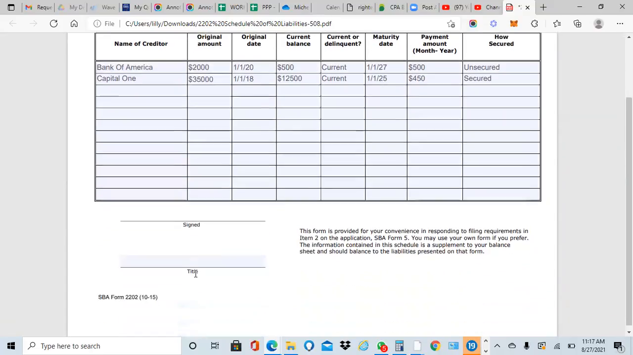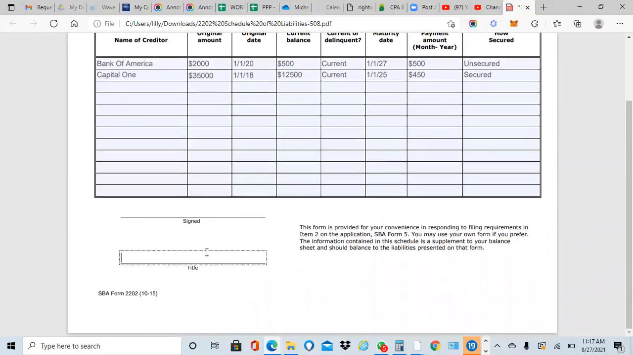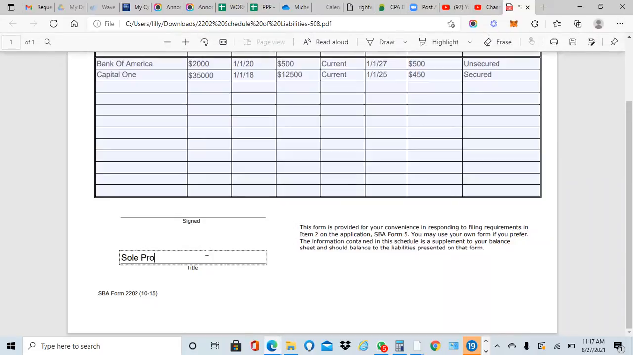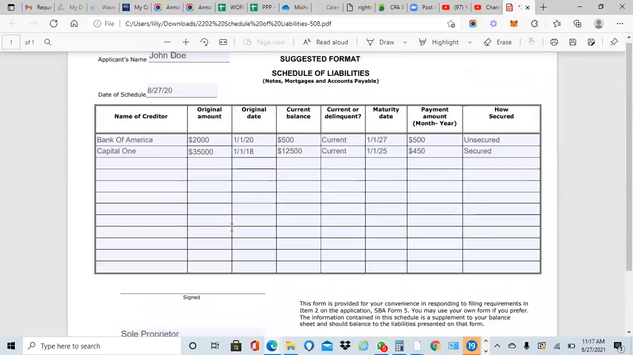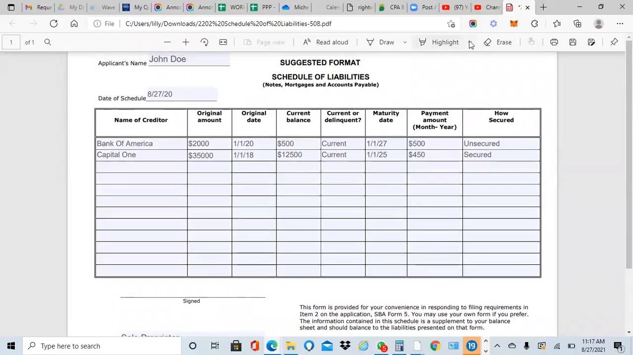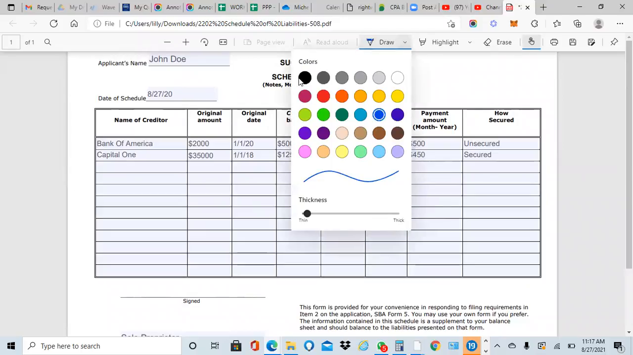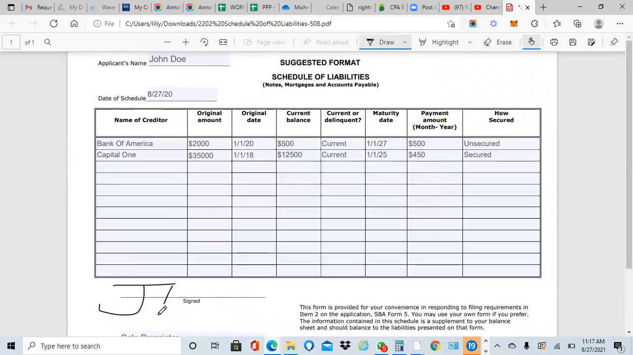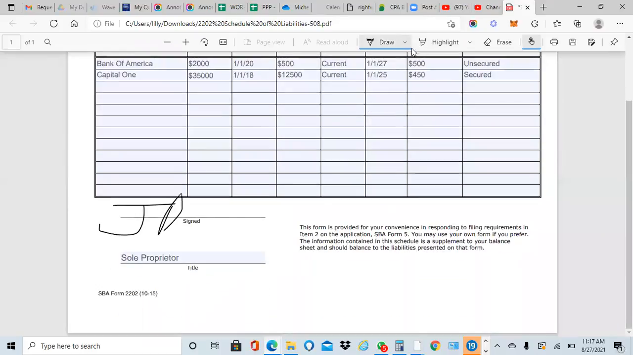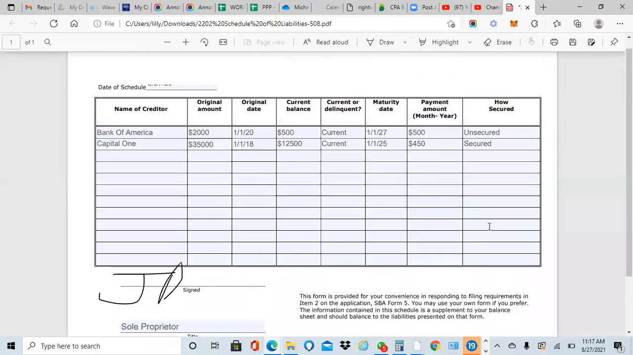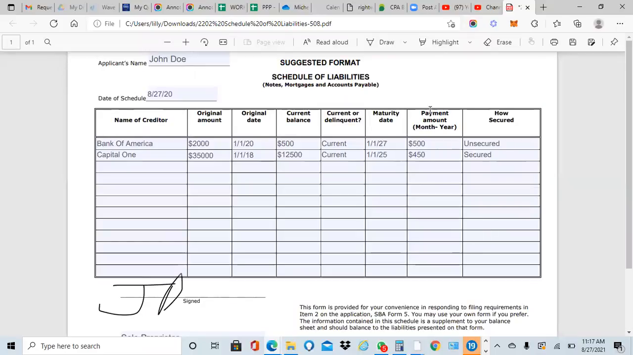You have to sign. And if you're a small business owner, you're going to put sole proprietor. I'll put sole proprietor, and then I'll sign my name right here. So I'm just going to put my initials, JD. Not perfect. Okay, there we go. This is how you do the schedule of liabilities, also known as the Form 2202 for the SBA.